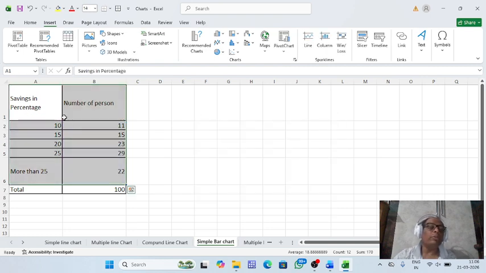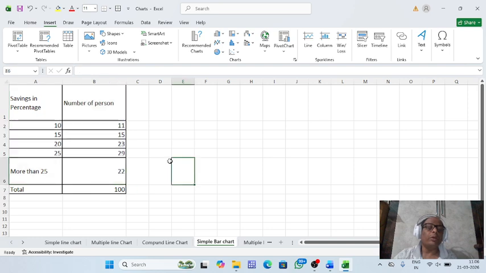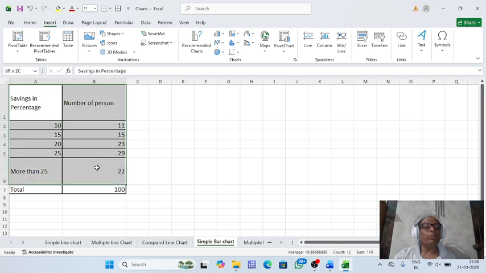So savings in percentage and number of persons. This is the data we have. Up to 10% of the total income they are saving is 11 people. 15% saving is 15 people. 20% saving is 23 people. 25% saving is 29, and more than 25% savings of income is done by these 22 people. So this is the data we have.